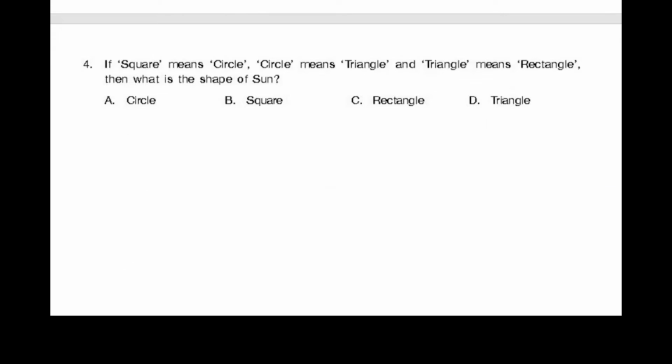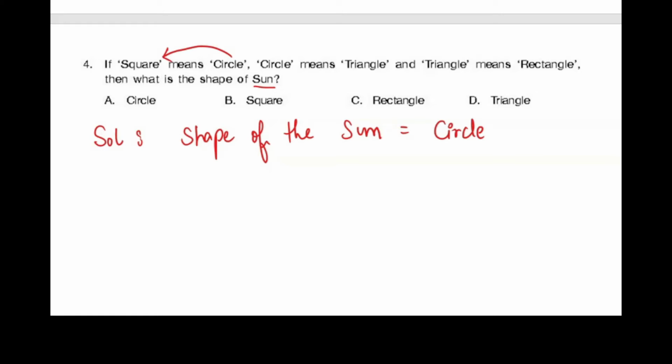Now, let's switch to question number 4. If square means circle, circle means triangle, triangle means rectangle, then what is the shape of sun? Solution: the shape of the sun. Yes, the shape of the sun is circle. But circle means square. So circle will be replaced by a square. So option B will be the correct option.